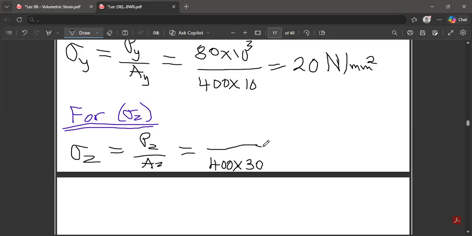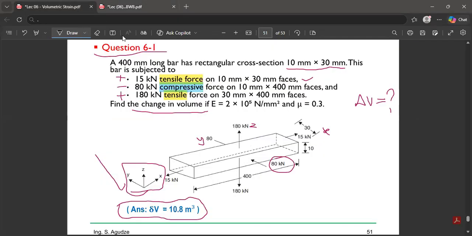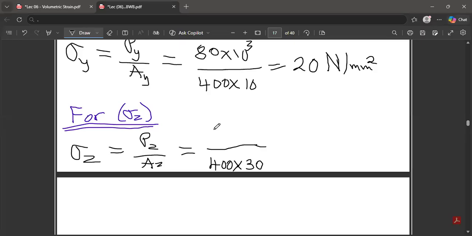And then the load is what? 180 kilonewton. So let's put that down. 180 kilonewton. So that is 180 times 10 exponent 3. Okay. So at this point, you can just quickly punch it and tell me the answer. Okay. So let's all do it together.